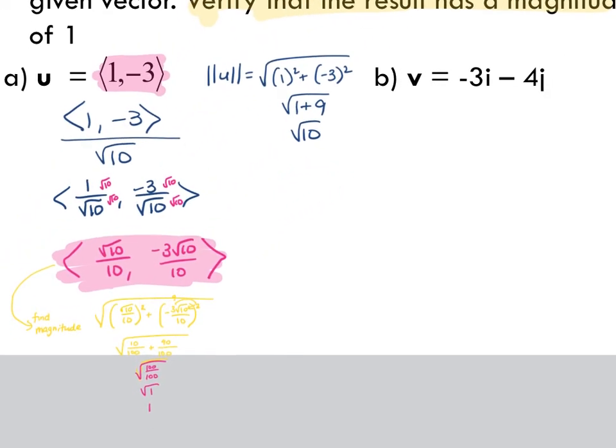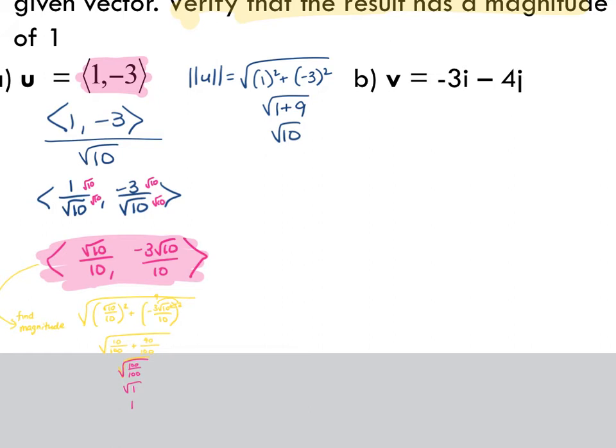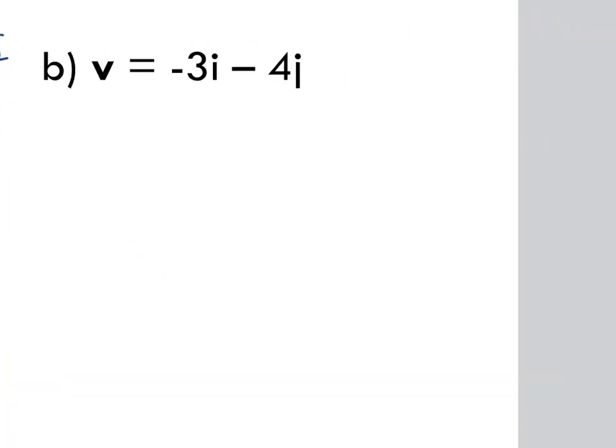All right, we're going to do the same thing with B. This time it's in IJ format. So my answer is going to be in IJ format. But to get it to that point, we want to put it in component form. So I want to make this negative 3, negative 4. That's my numerator. I want to put it over the magnitude of negative 3, negative 4.